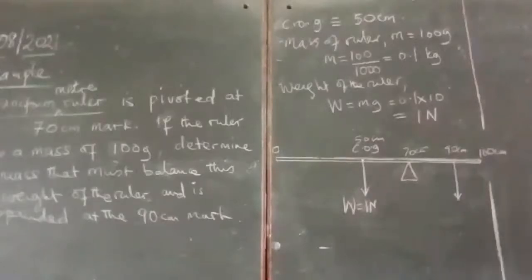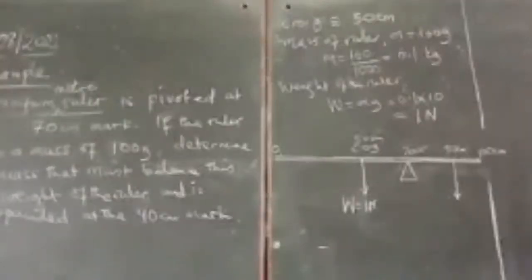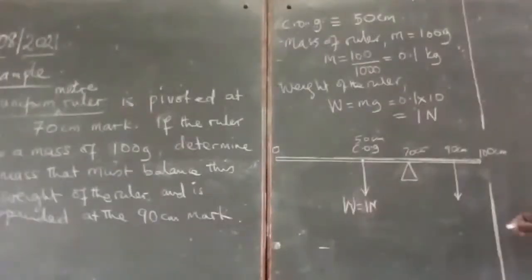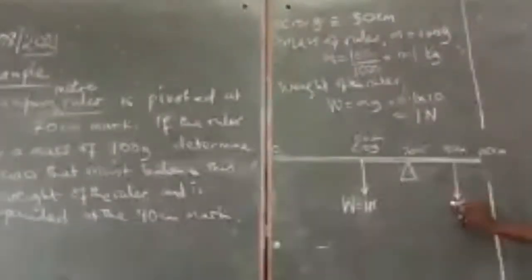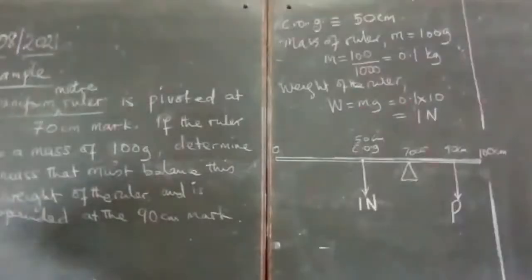Can you give me a name, a letter for that weight? X. We could use X, but X is not very good. X, Y, Z, S. Let's use P. I hope we are okay. I've used the letter P.